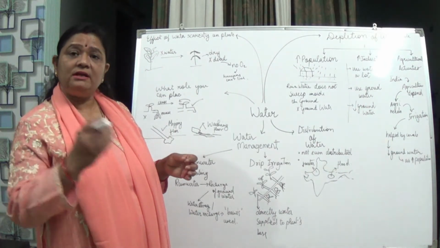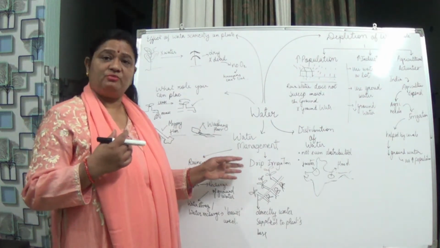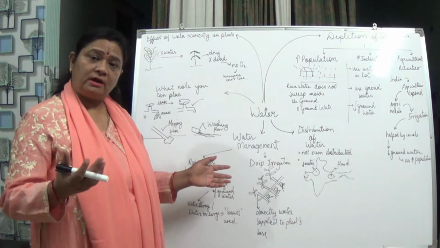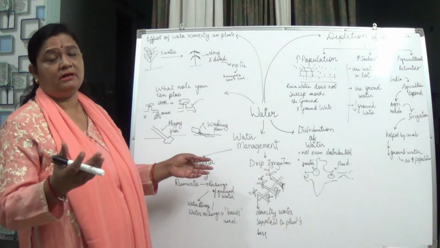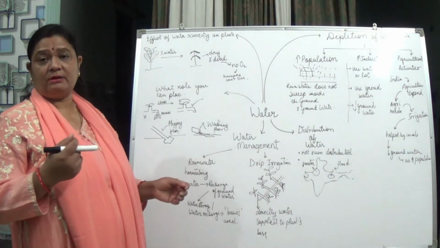So there is a need for water management, and this water management can be done by what? Rainwater harvesting, or water harvesting, should be done, and it can be done easily by rainwater harvesting. Okay, drip irrigation can be carried out.